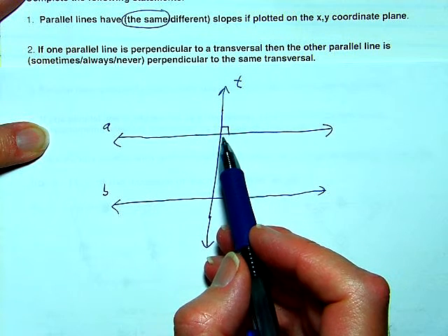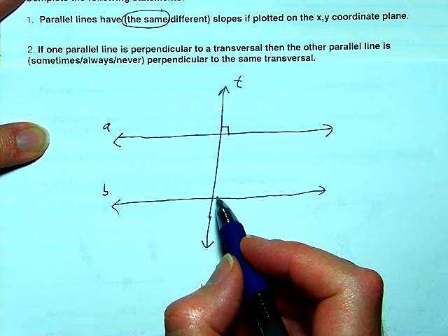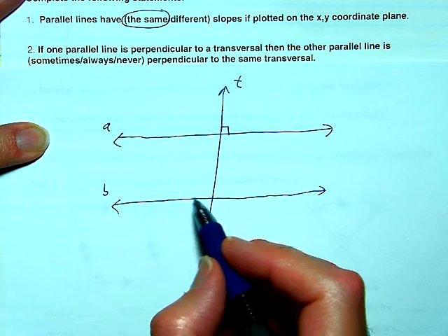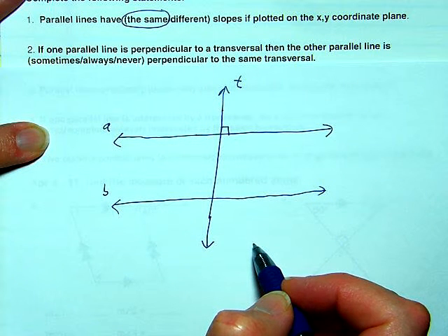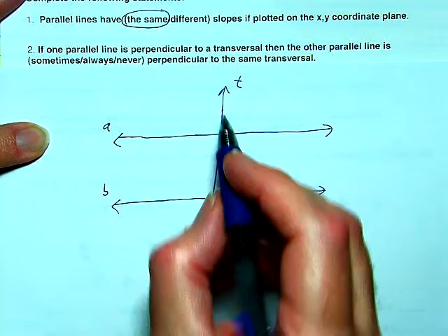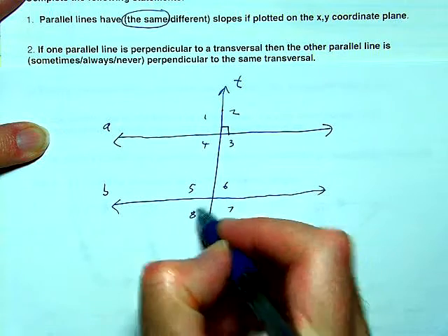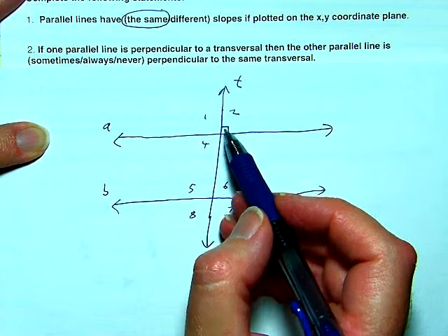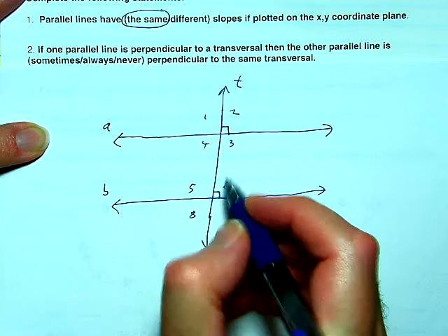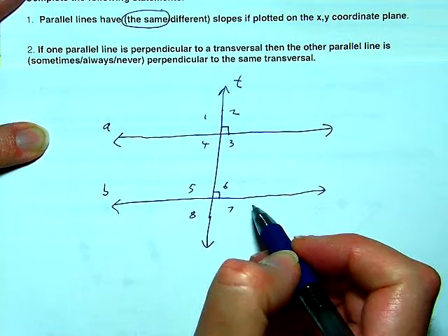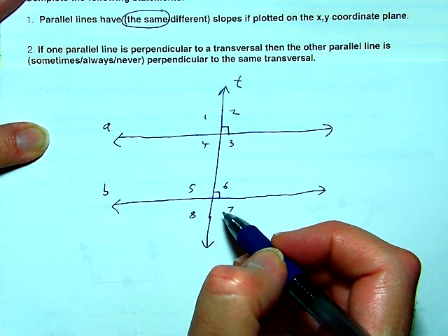If the transversal is perpendicular to one of the parallel lines, then is it sometimes, always, or never perpendicular to the other parallel line? Let's try to reason this out. Let's number these angles just to talk about them: 1, 2, 3, 4, 5, 6, 7, 8. Angle 2, does it have a corresponding angle down here? Angle 6, right? The upper right angle here corresponds to the upper right angle here. Why did I draw a right angle in here? Because we know that corresponding angles are congruent.